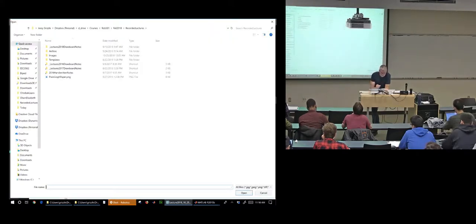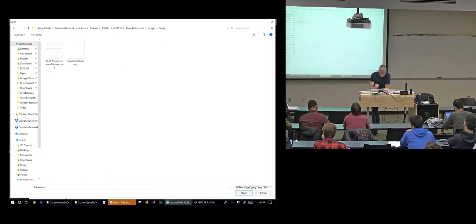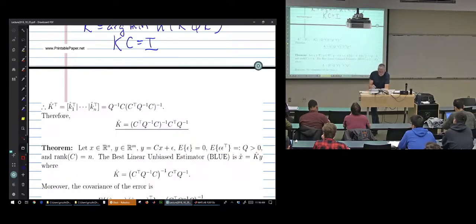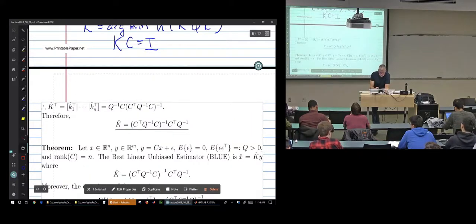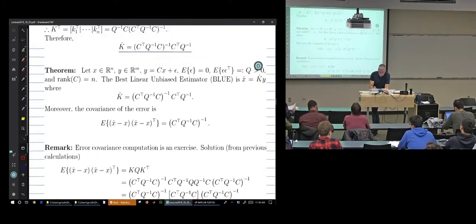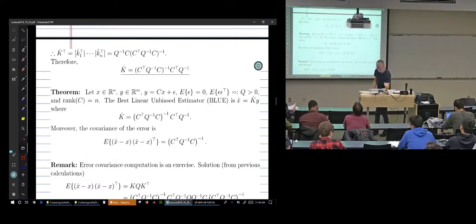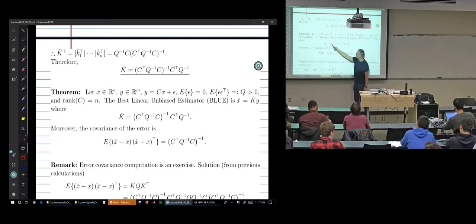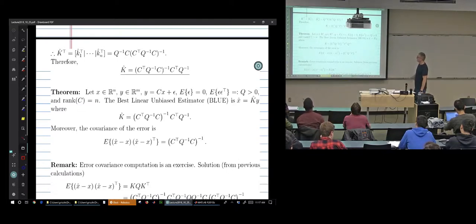Please open it up. Oh, recorded lectures, images, today, bingo. Okay, so you can ignore this very top part. So if you go back and look at the x hat, it looks exactly like this. Okay, so we will get it from the underdetermined equations.